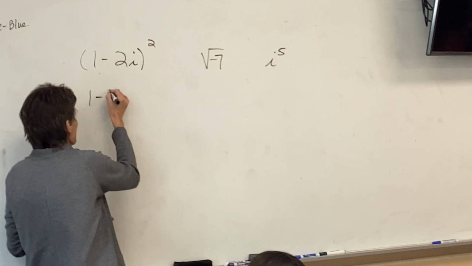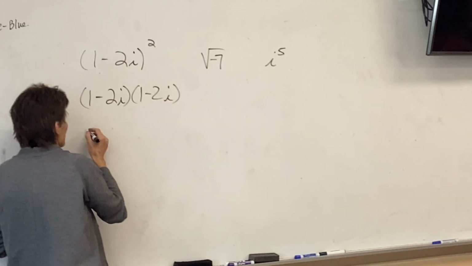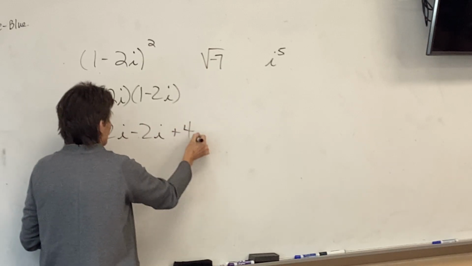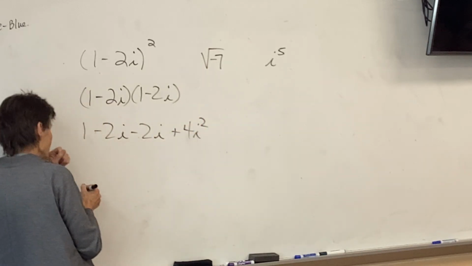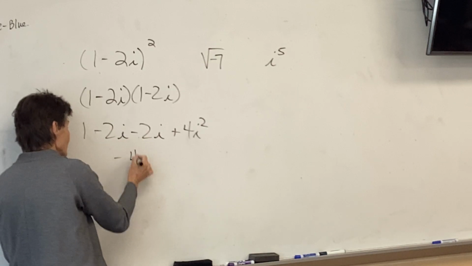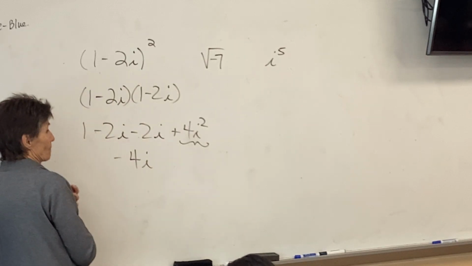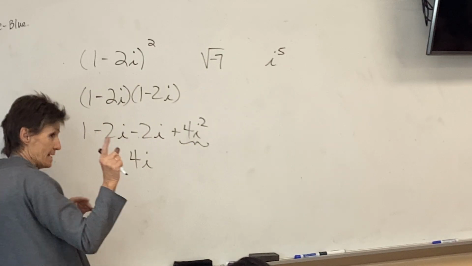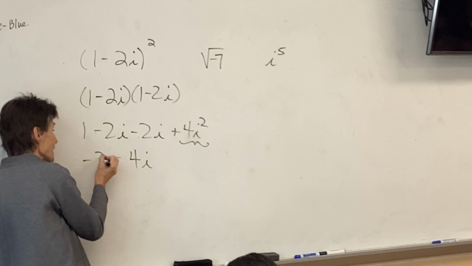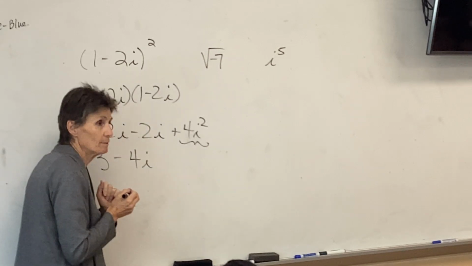So this is a FOIL. So we're going to FOIL it out. And then these do not cancel. They make negative 4i. But this, what does that do? Negative 4 combined with the 1 makes negative 3. So that would be the answer to that one.